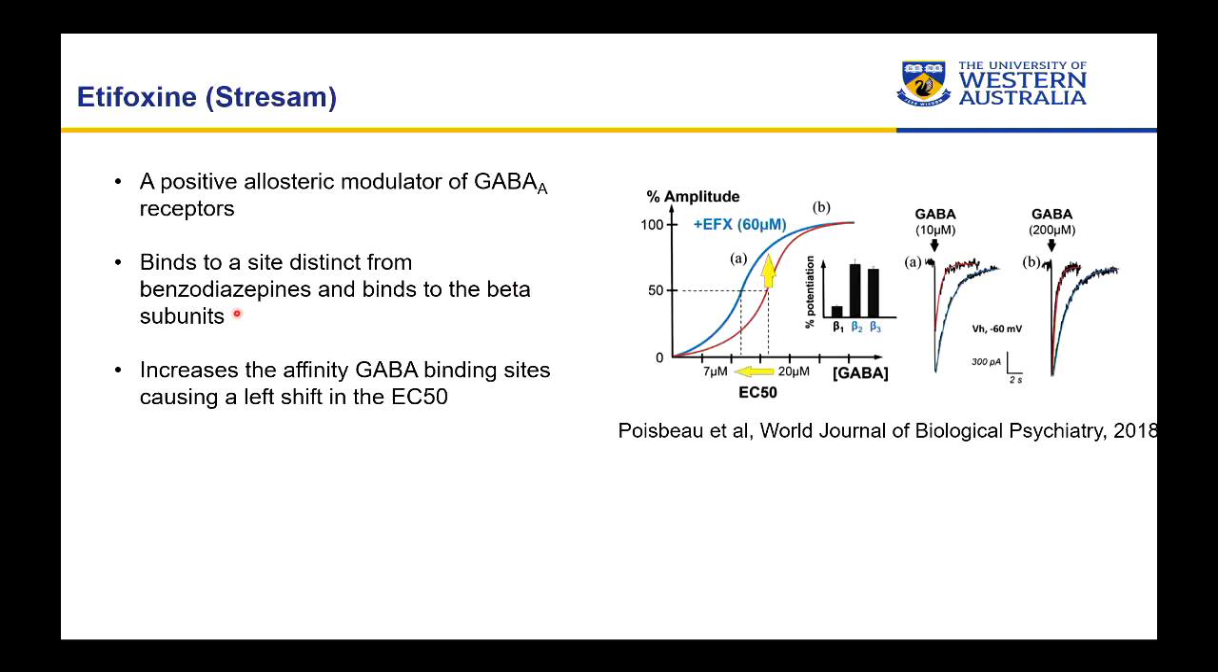And basically what it does is that it increases the affinity for GABA binding sites, and it causes a left shift in the EC50 curve. So you've probably heard of the EC50 curve, but basically it's saying how much concentration of an agonist you need to cause a response halfway between baseline and maximal responses. And what happens is that when you take this etifoxine, it causes a left shift in that curve.